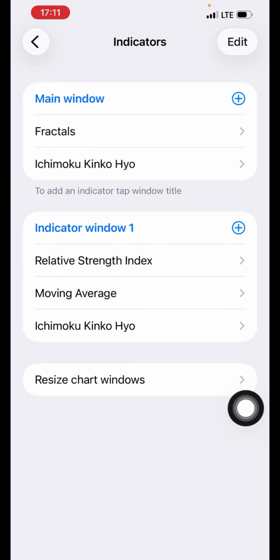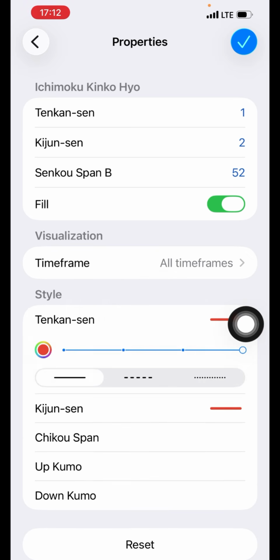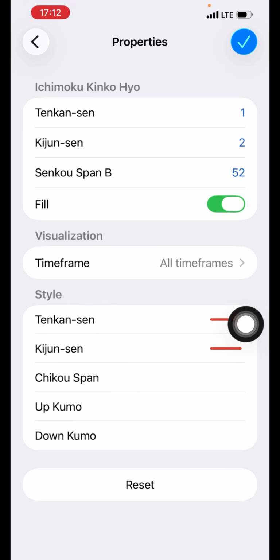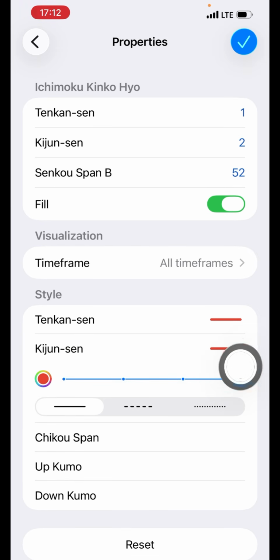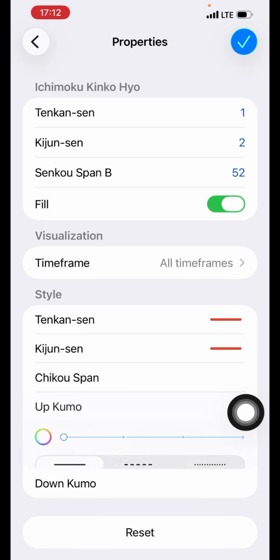Then lastly we have the Ichimoku again. You click on this plus icon, you search for your Ichimoku. For this one you are going to make the Tenkan Sen 1, Kijun Sen 2, then the Senkou Span B is 52. You fill it up. The time frame is all time frame. Under the style, Tenkan Sen is color red, 4 pixel. The Kijun Sen is color red, 4 pixel also. Then the remaining ones, you make it the color of your background, 1 pixel for them.